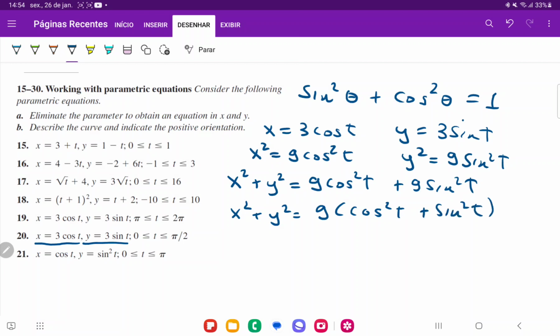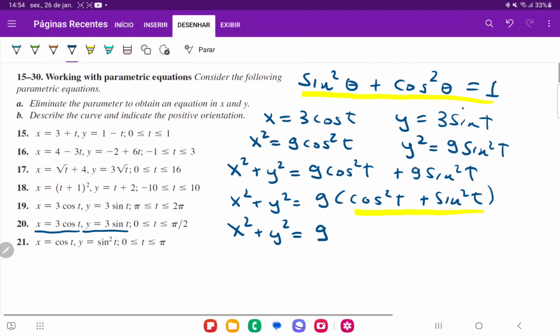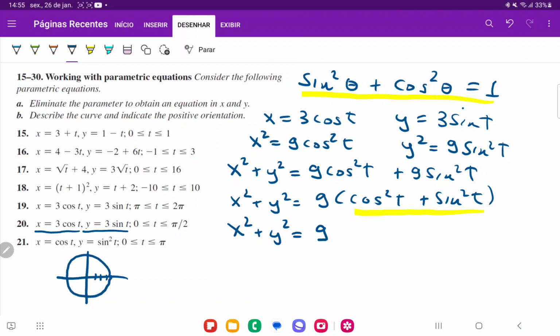Once we're here, we can see that we've gotten the expression that is the identity. So cosine squared of t plus sine squared of t is just equal to 1. So x squared plus y squared is just going to be equal to 9 times 1, which is 9. So we know what this equation looks like. This is the equation of a circle. It's a circle that's centered at the origin, but the radius is 3, and it goes like this. So this is a circle with radius 3, centered at the origin, which is the point 0, 0.